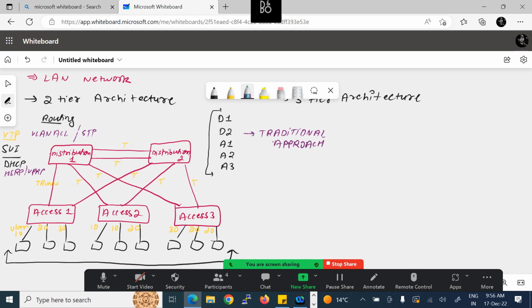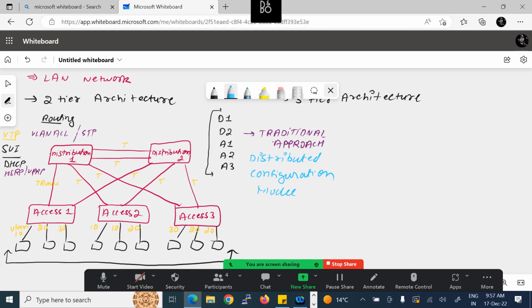All right, this is known as the traditional approach, or you can say it is also known as the distributed configuration model. Distributed configuration model means the configuration of devices is distributed. You have to configure them separately, or you can say you have to configure them individually. So that's why we call it the distributed configuration model.